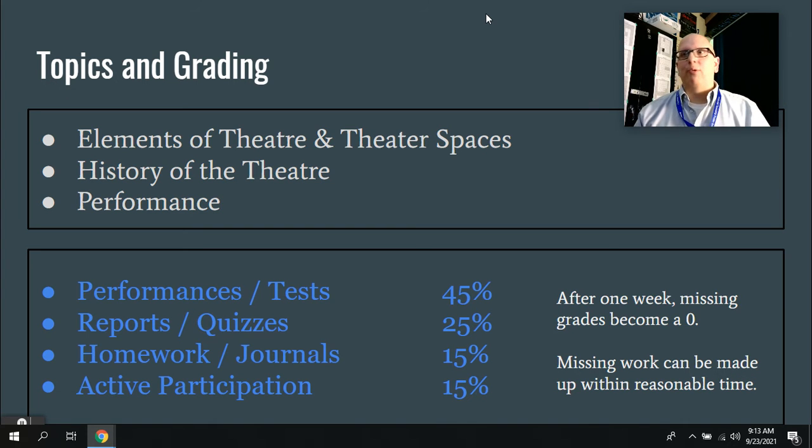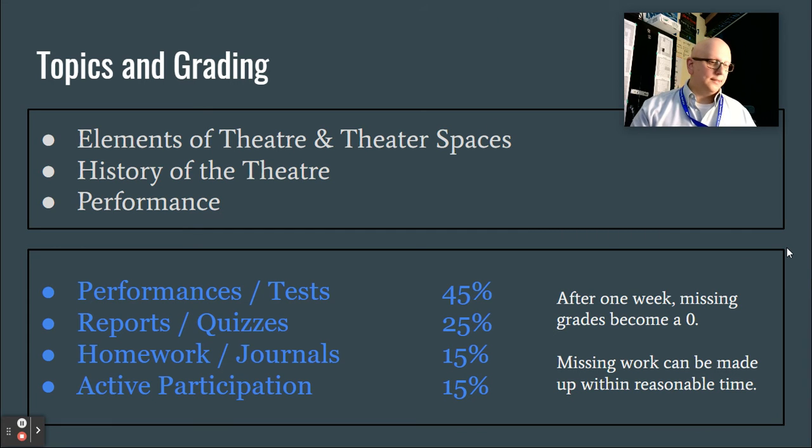At that point, someone will either finally turn the work in, or we'll have the conversation about what they need to do. Typically, after about a month, the 0 would stay, but usually I find that students have come back to turning that work in. Things happen. People miss class. It's something that's hard to catch up on because we're doing performance each day. So this, I feel, gives a little bit of flexibility to get caught up in this class.